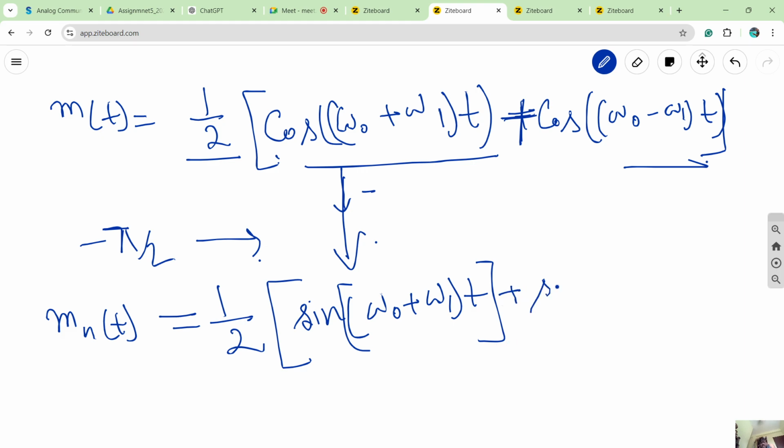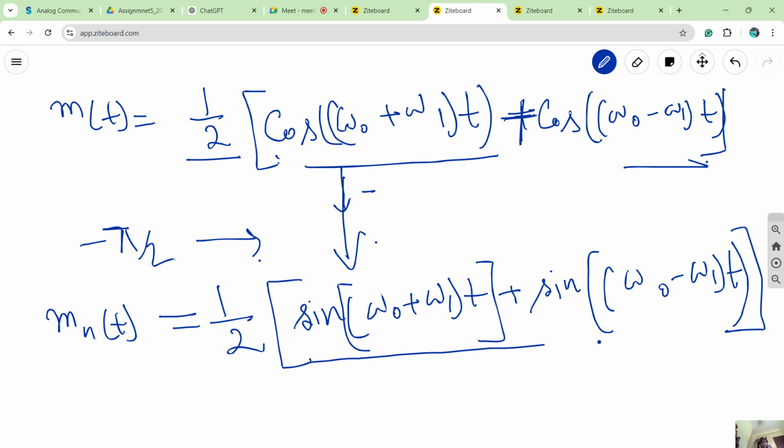And this becomes sine of omega 0 minus omega 1 t. So from this formula we can again simplify it and it becomes sine of omega 0 t.